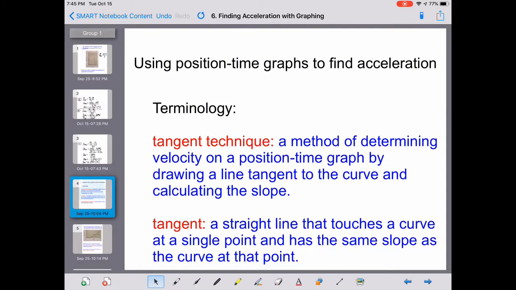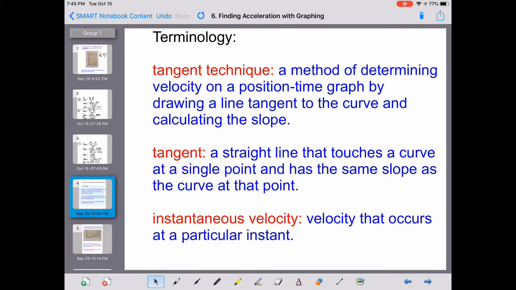So when we talk about some of the terminology, there's this thing called the tangent technique. It's a method of determining velocity, and what we can do is break it apart, starting with a distance time, position time, displacement time graph, and we can keep drawing these little tangent lines. Now hopefully you've heard that word tangent before, but if not, it's not a big deal. All a tangent does is touch a curve at one specific point.